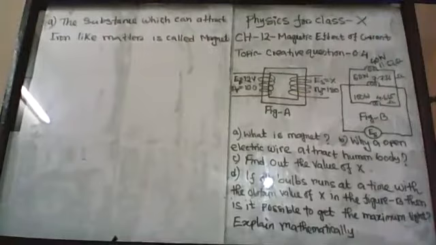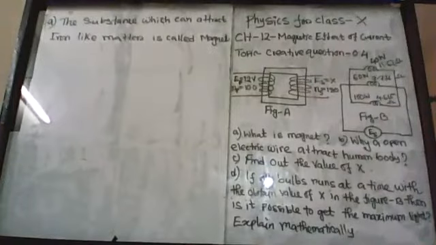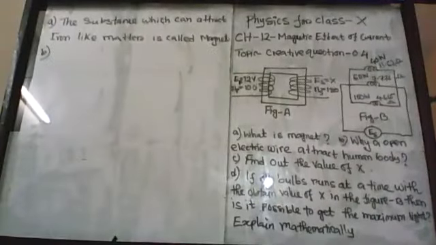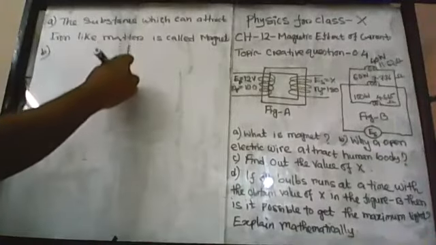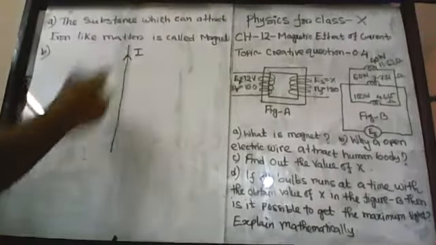Now question number B: why can an open electric coil attract the human body? You see, an open electric coil means the electric coil which is free from any kind of plastic cover. When electricity passes through that coil, it can create a magnetic field around it. Let's show an experiment here. Say this straight line is an electric coil, and this is the direction of current.